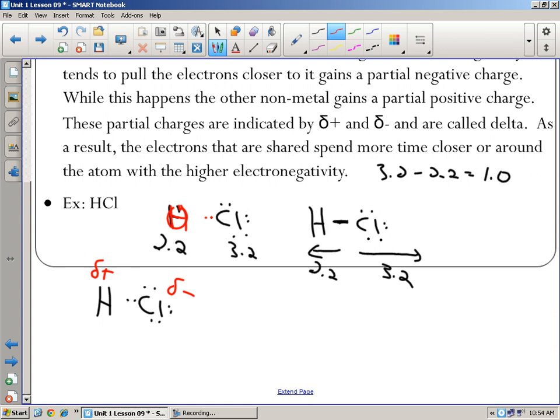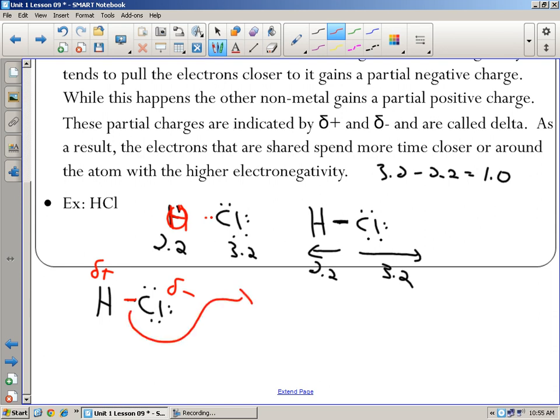So you get kind of this, and that's exaggeration. Basically what I'm saying to you is the electrons will spend more time around the chlorine than they will the hydrogen, because chlorine has that ability to attract electrons better. All right? That's when you get this partial negative, partial positive charge. Are they still sharing electrons? Yes. Are they being shared equally? Absolutely not. Okay?